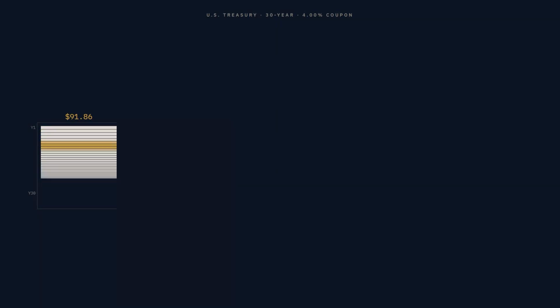On the left of the screen, we're going to lay out every cash payment our 30-year Treasury makes over its life. One rung of a ladder per year, with each rung's height representing what that single payment is worth today, given today's yield of 4.5%. You're looking at 30 rungs in total.